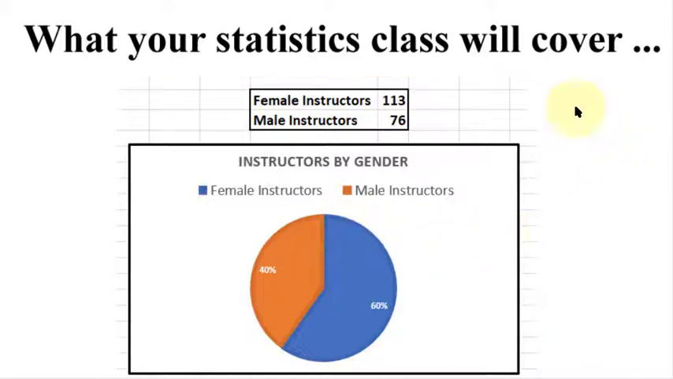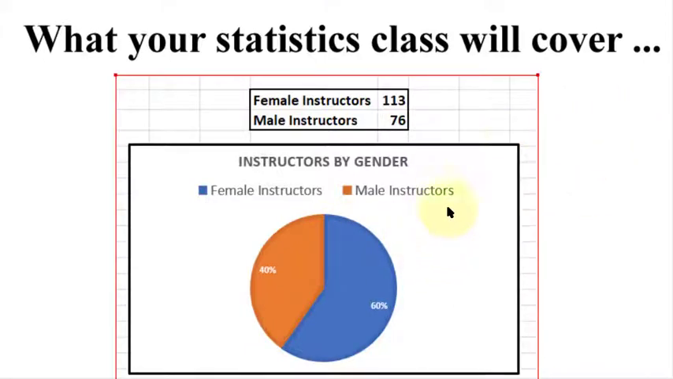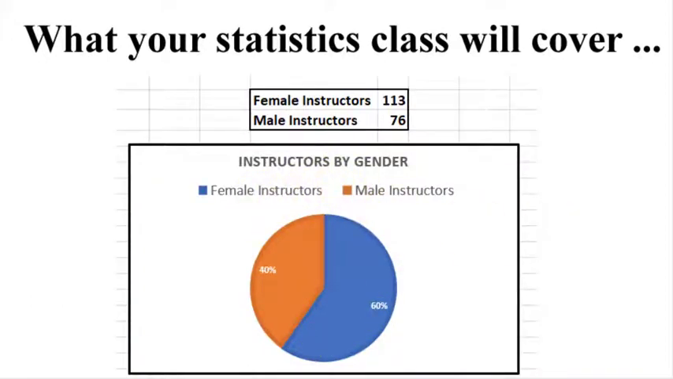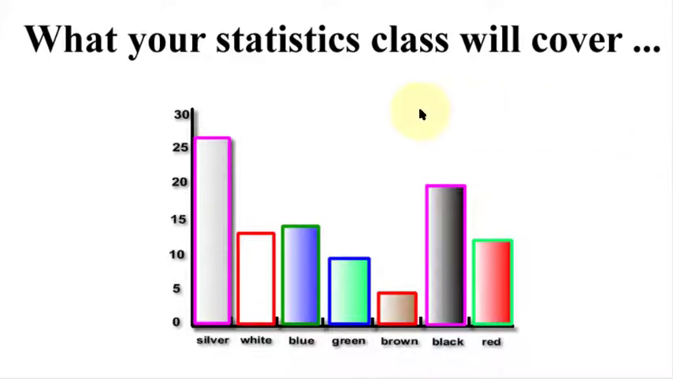Here is the pie chart, pretty basic. You probably had that in ninth grade. That tells me right off the bat that the blue has the bigger number, more female instructors. And then you moved on to the bar graph. Same thing: the higher the bar, the more they were. So there were more silver here, and the least number was brown. Whatever it is they're measuring, I believe they're car colors. But again, this is high school stuff.